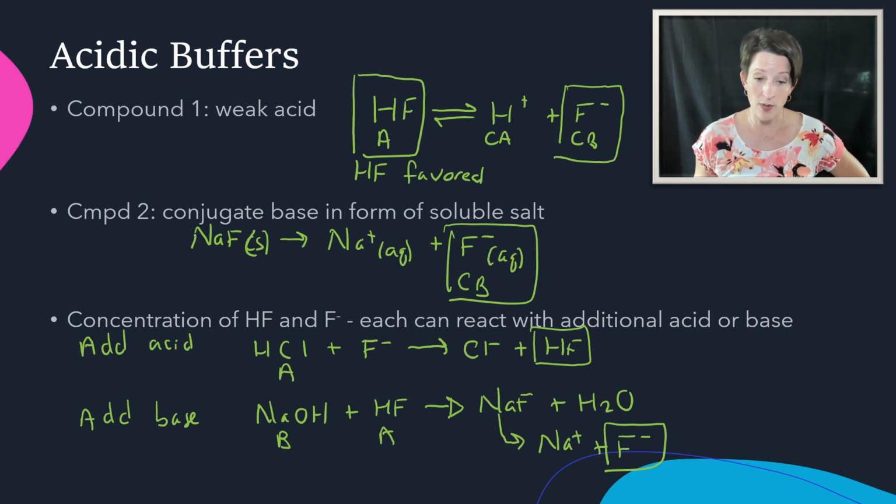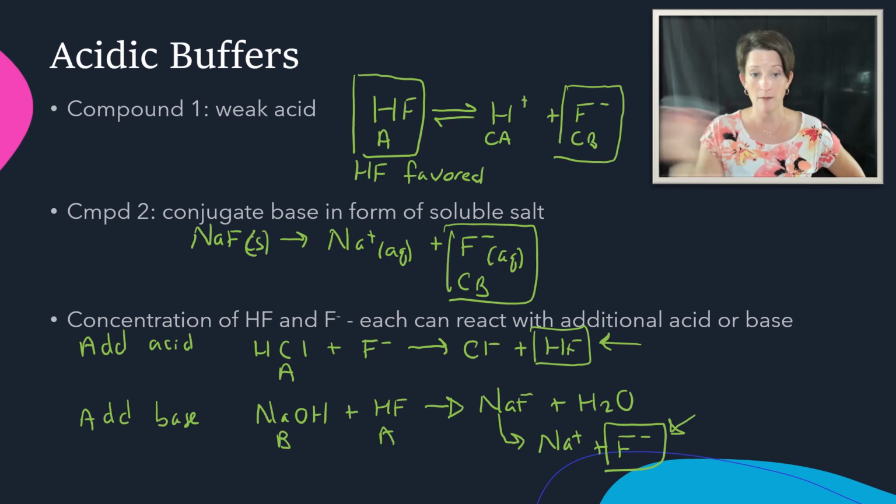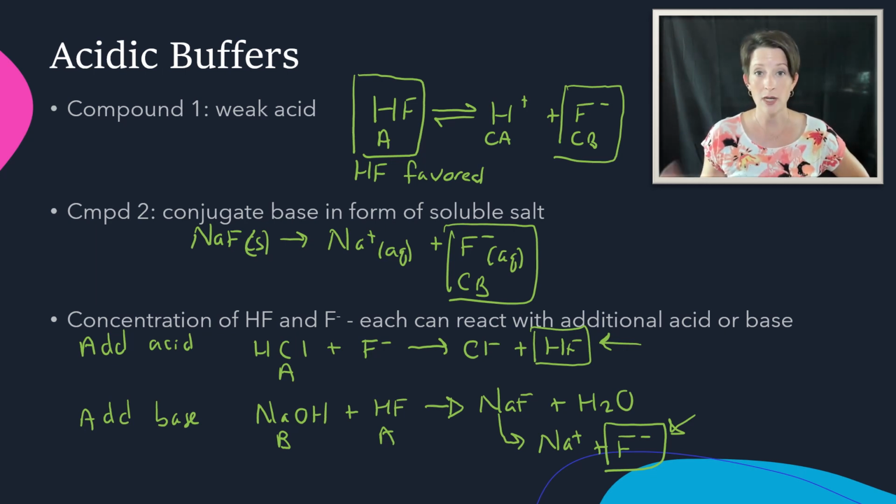And so this process of reforming the two components that are required in this buffer system is what allows the buffer to work. Add acid, it makes weak acid. Add base, it makes more conjugate base, and it just goes back and forth and back and forth. So what you need is a weak acid, and you need the conjugate base of that weak acid, the anion, in a soluble salt format.